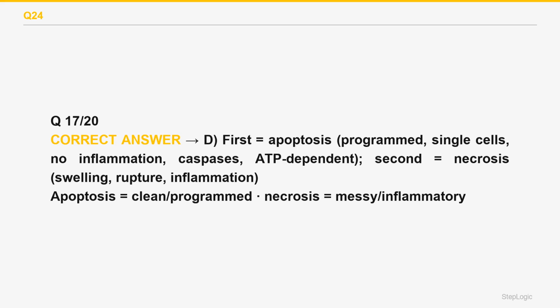The key contrasts: apoptosis is programmed, affects single cells, is ATP requiring, caspase mediated, and does not cause inflammation. Membrane stays intact until cleanup. Necrosis is unregulated, affects groups of cells, involves cell swelling and membrane rupture, and does cause inflammation from the released contents. Apoptosis is clean and quiet. Necrosis is messy and inflammatory. The distinction of apoptosis, shrinkage, apoptotic bodies, caspases, no inflammation, versus necrosis, swelling, rupture, inflammation, is the answer.